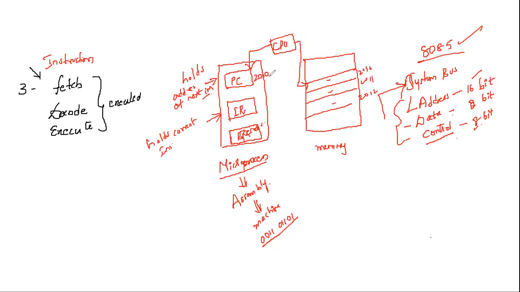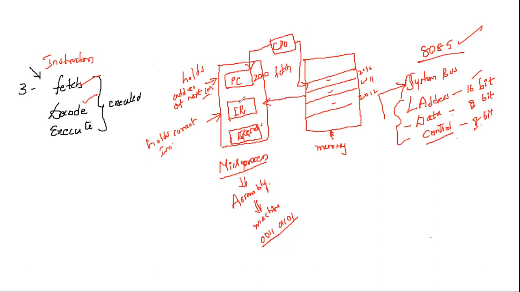First, the CPU has to fetch the instruction from the memory. By taking the address in the program counter, it is going to fetch that particular instruction in the memory. This is the memory, as I have said before. After fetching, what we have to do is decode it. That fetched instruction is going to be stored in the instruction register.